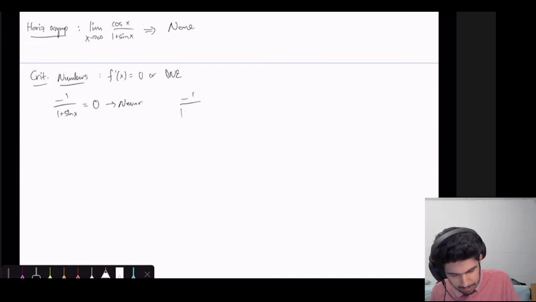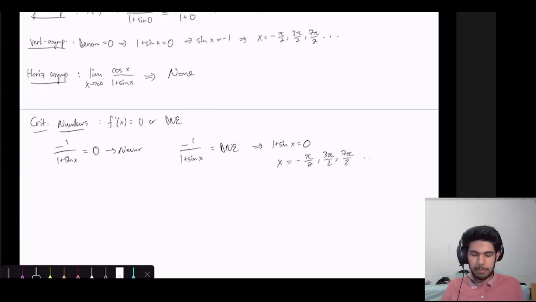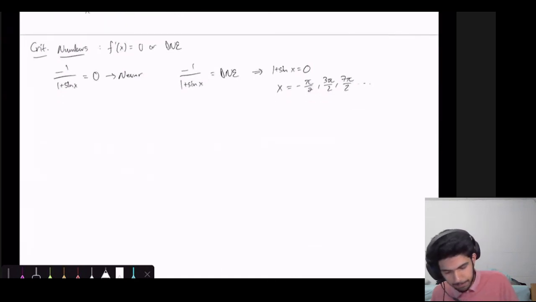But if we want this to be equal to DNE, then we want 1 plus sine x to equal 0. And as we just solved for, this occurs when x equals negative pi over 2, 3 pi over 2, 7 pi over 2. So you'll see it's very common for people not to solve for f prime of x equals DNE, because doing that is nearly equivalent to finding our vertical asymptotes. So we don't really plot these whatsoever, but I do that just for the sake of practice. So those are our critical numbers.